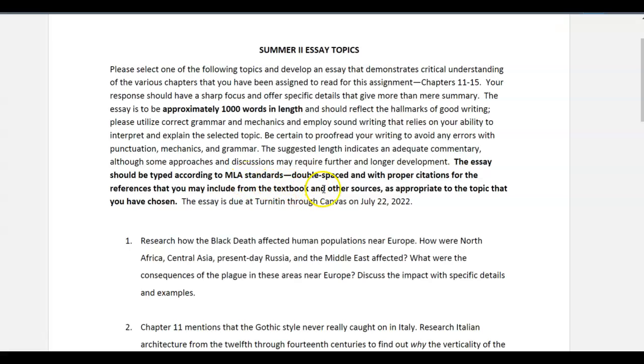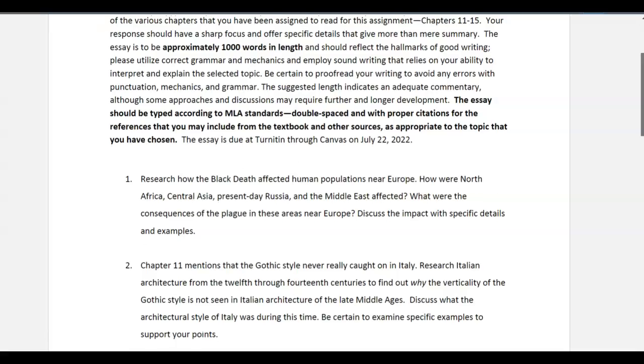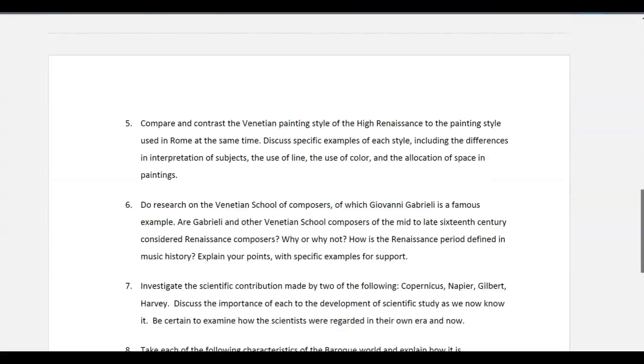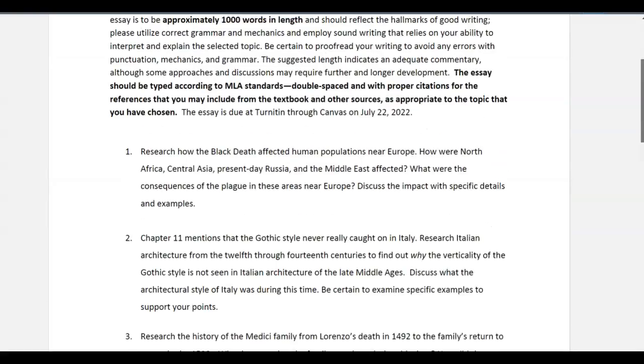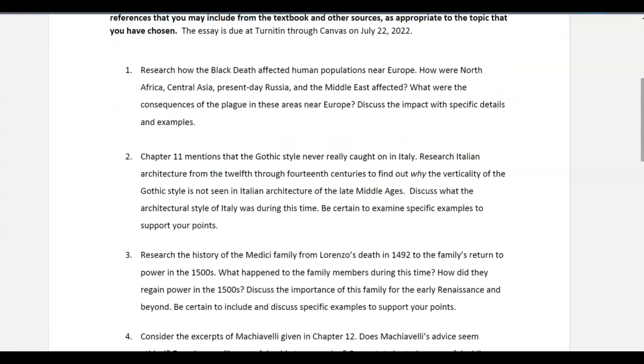That means it's double spaced. Citations for the references you include from the textbook or other sources. So keep that in mind. The topics, you have 8 different topics to choose from. They span a topic from the chapters 11 through 15.